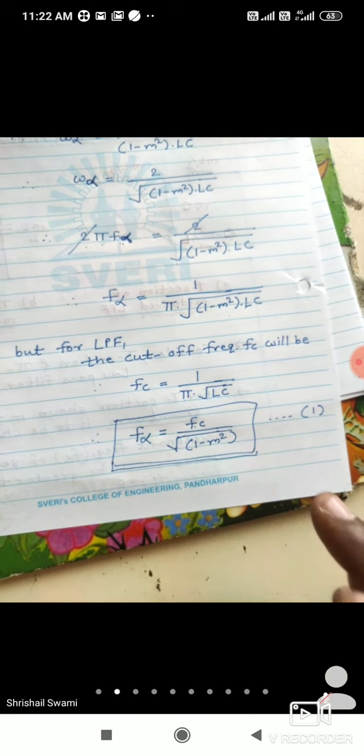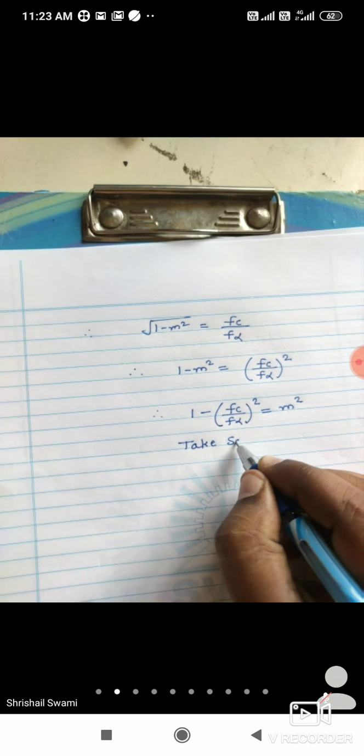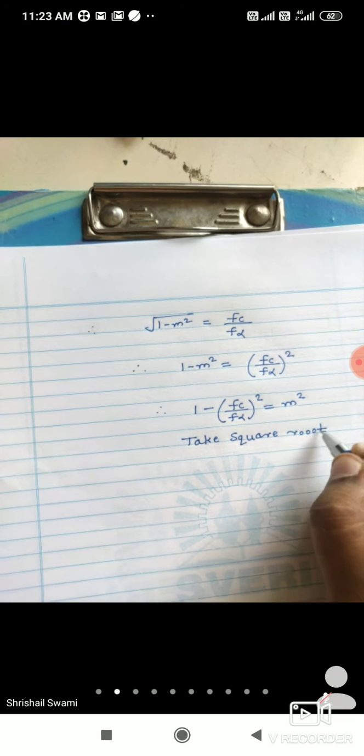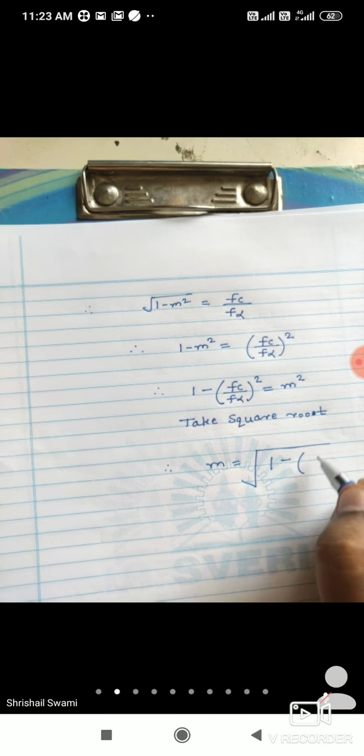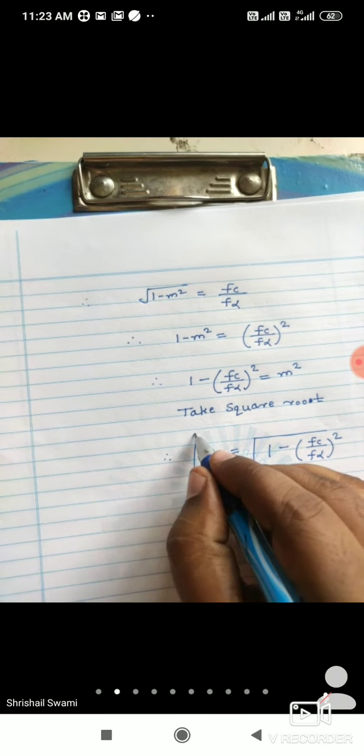fc divided by f alpha bracket square. So I want the expression of m square, means 1 minus fc divided by f alpha bracket square is equal to m square. Now take the square root on both end sides. So what we are getting now, m is equal to under root 1 minus fc divided by f alpha bracket square. So this is the expression of m. This is the formula of m.